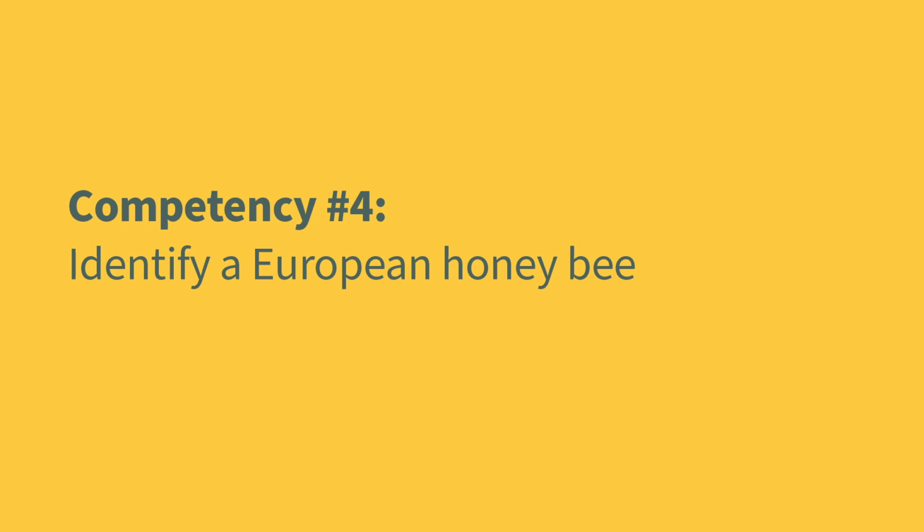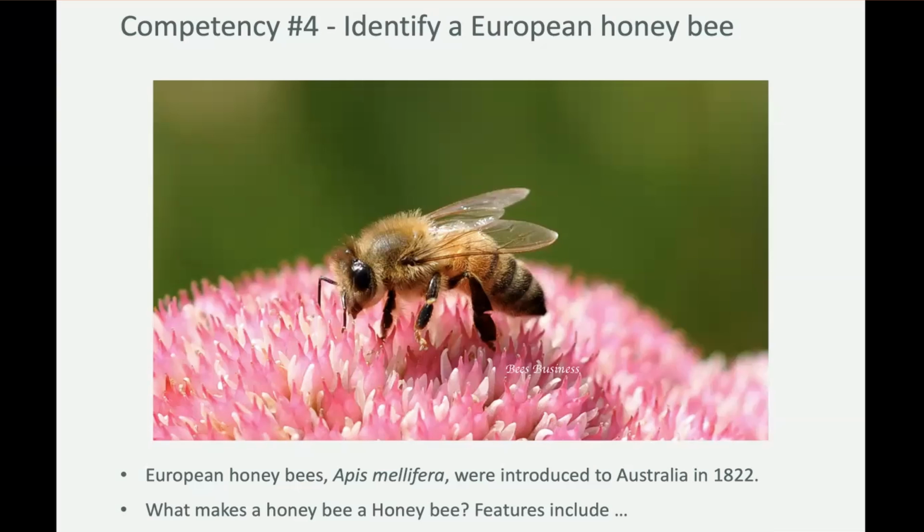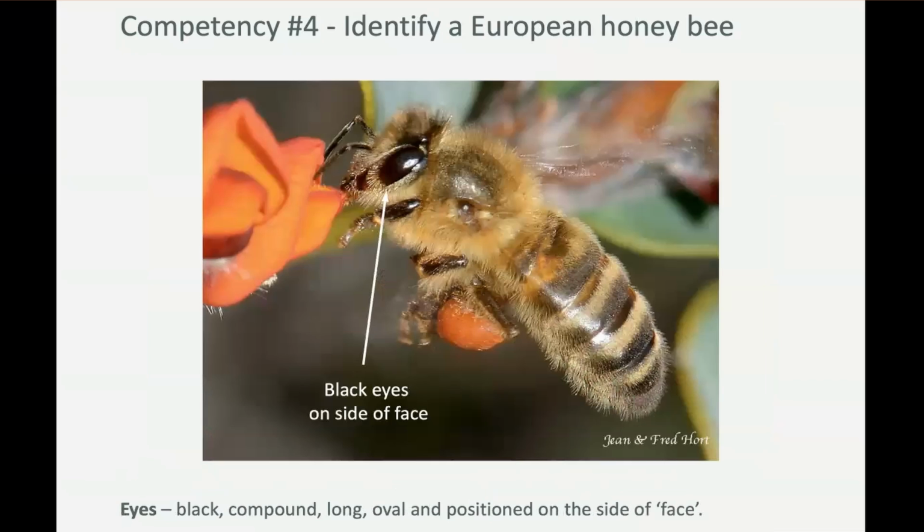Competency 4. European honeybees. European honeybees were introduced to Australia in 1822. What makes a honeybee a honeybee? They're a bee. So like all the other bees that we've just seen, they've got these large oval eyes on the sides of their head.